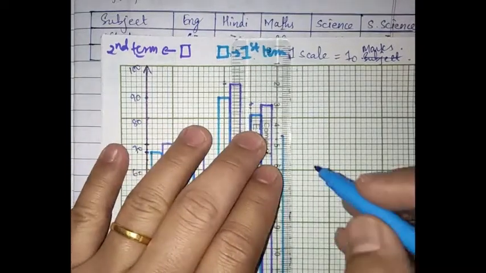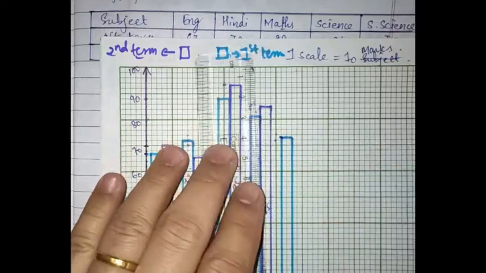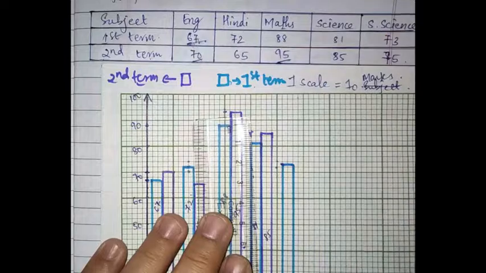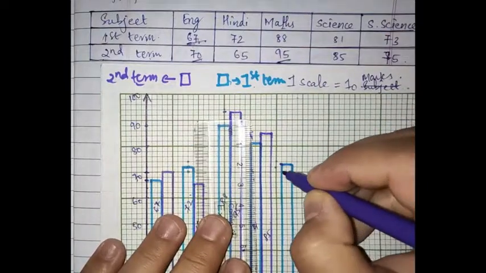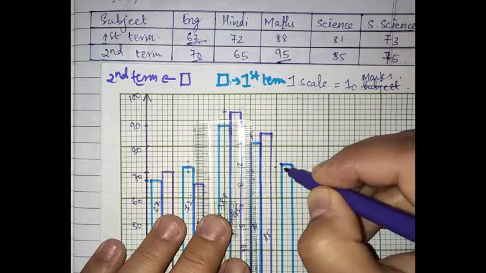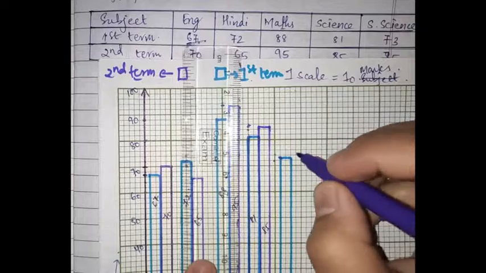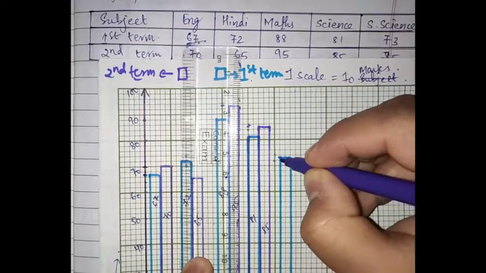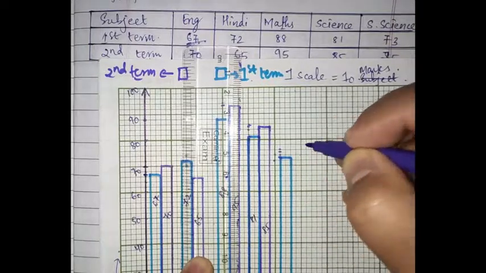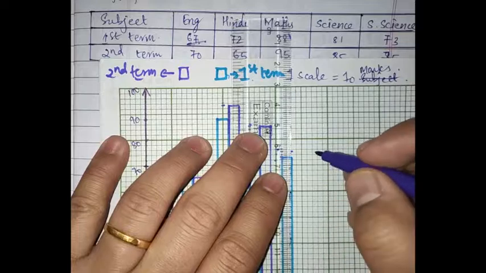Okay, so 73 is over here in between, right? And 75 in the second term in social science. 70 is here, 72, 74, 76 is here, so 75 will be in between here. So using this, we are going to plot over here.